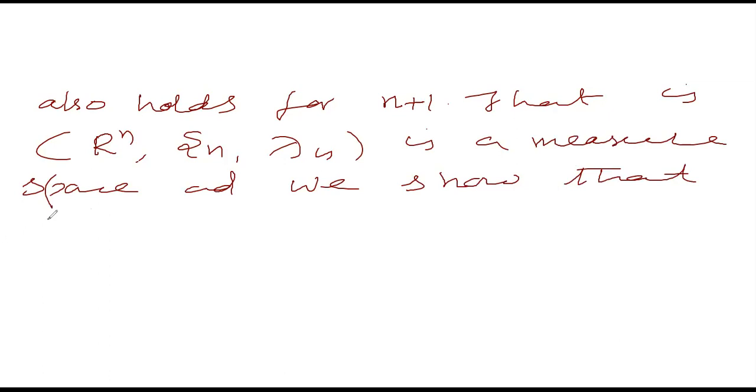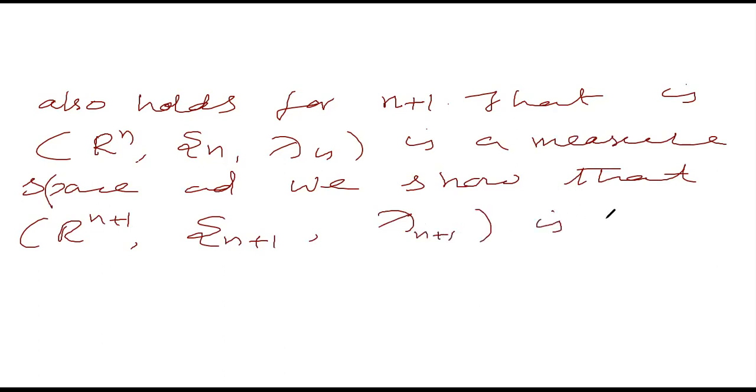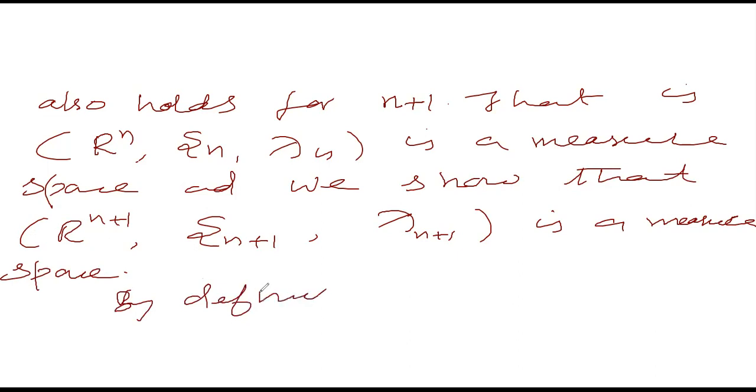this one is a measure space. We show that R n plus 1, S n plus 1 and this lambda n plus 1 is a measure space. So clearly by definition of lambda n plus 1, lambda n plus 1 of the empty set is always taken to be 0.